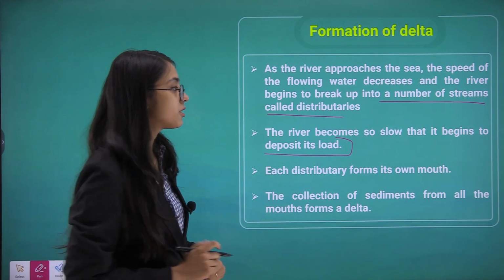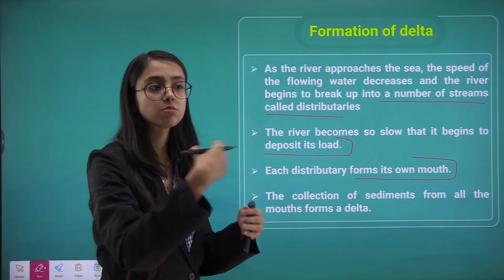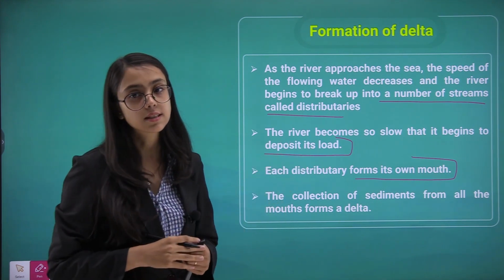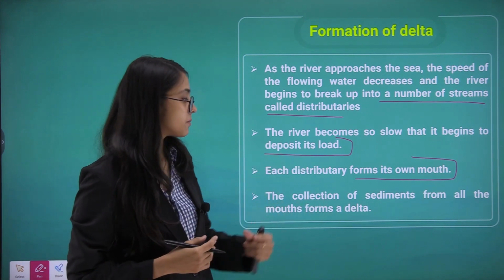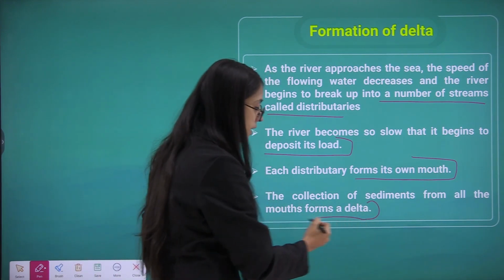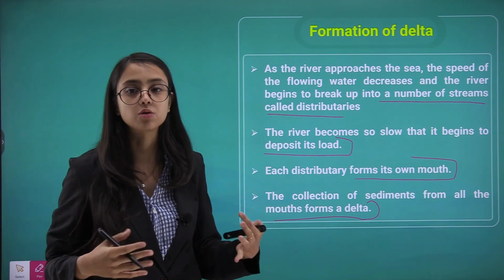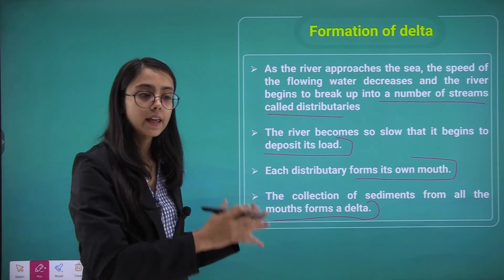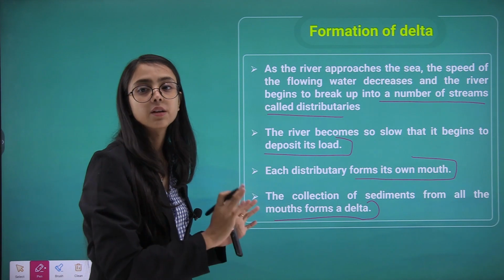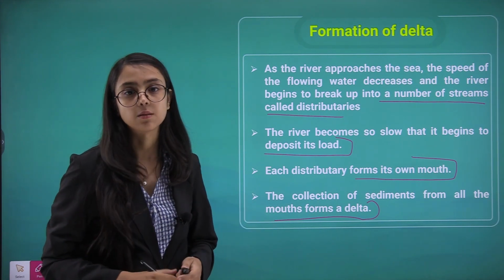Each distributary forms its own mouth where it is meeting with the sea. The collection of sediments from all the mouths forms a delta. So, when all the material and the sediments which are flowing in these distributaries get deposited in a place, this place is known as a delta.